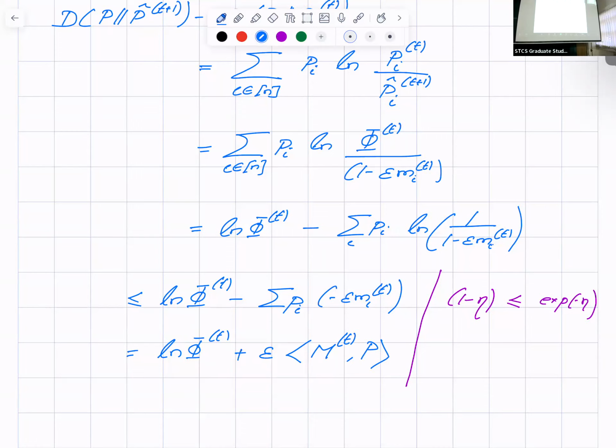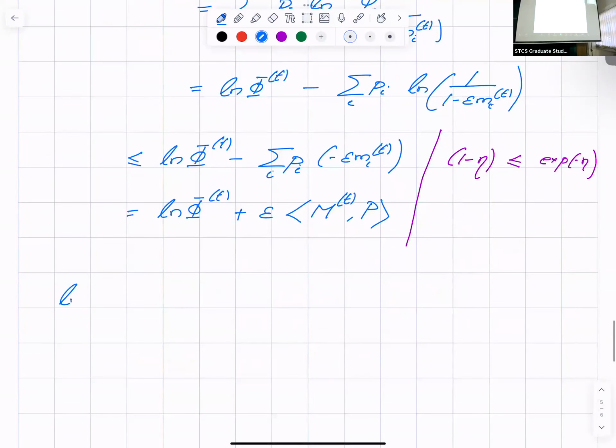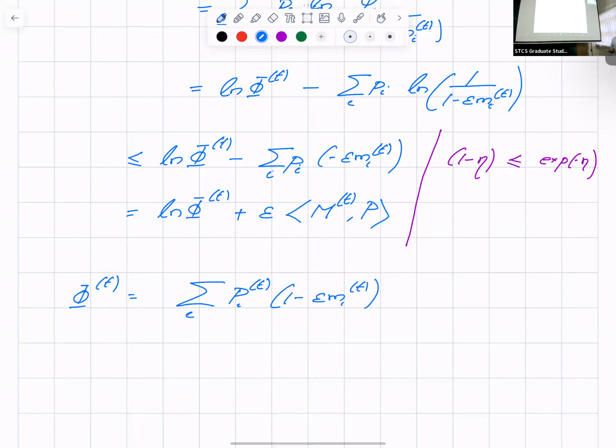Plus. Let's at the same time look at what is ln PT. First, what is PT? PT was this summation I, PIT, 1 minus epsilon MIT. It was this thing to make this normalization 1.